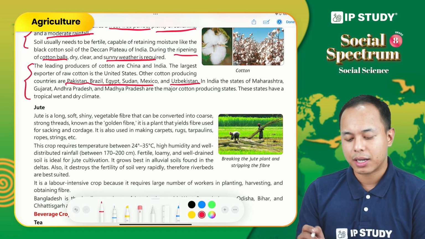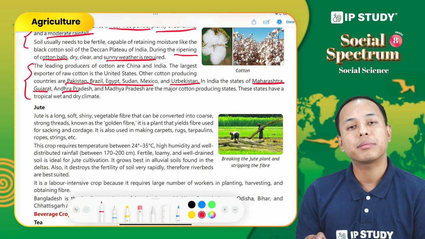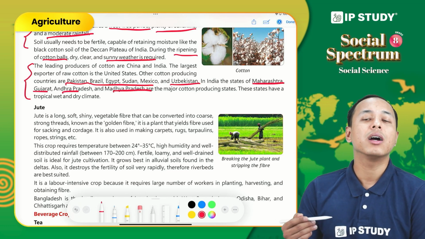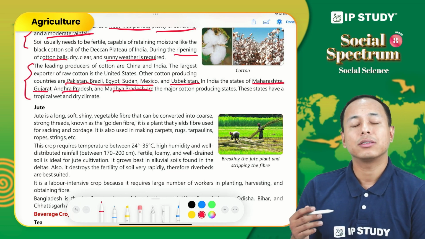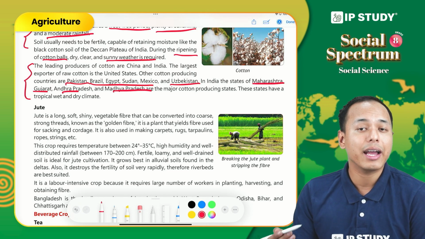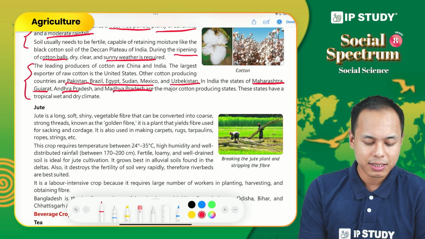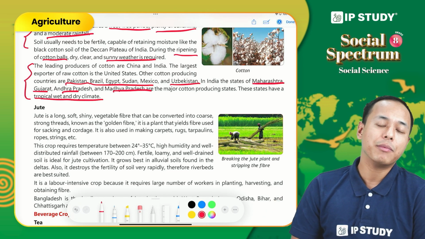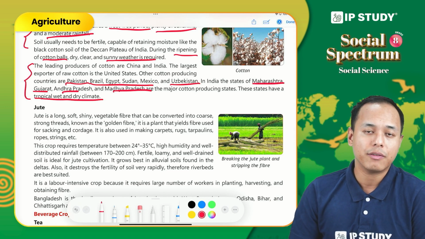In India, Maharashtra, Gujarat, Andhra Pradesh and Madhya Pradesh are the major cotton producing states, because these states experience tropical wet and dry climate, which is very much favorable for cotton cultivation.